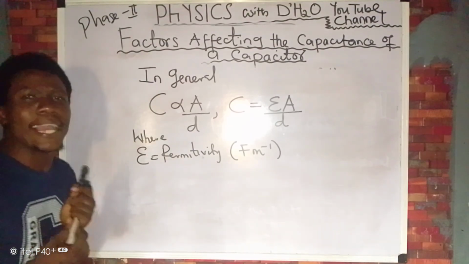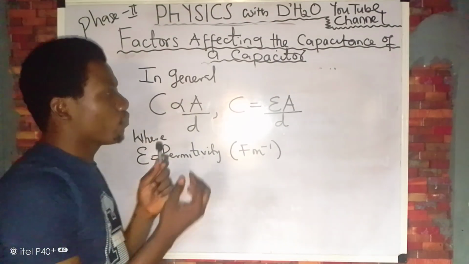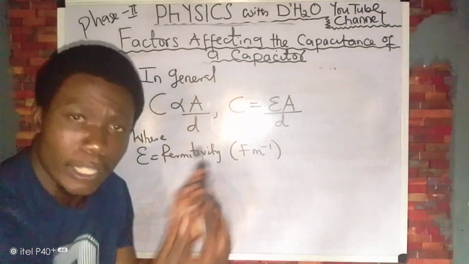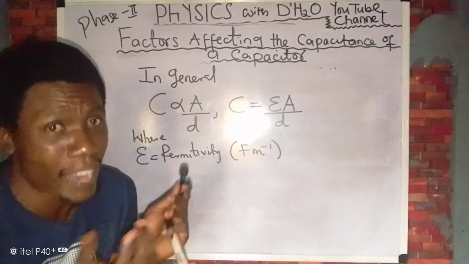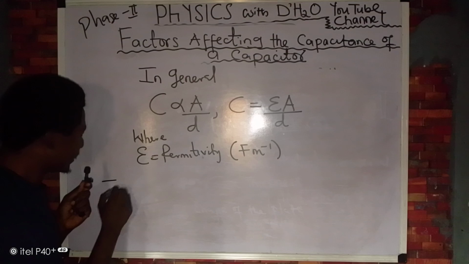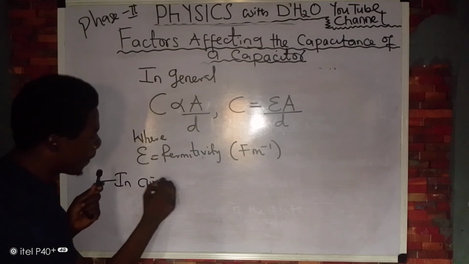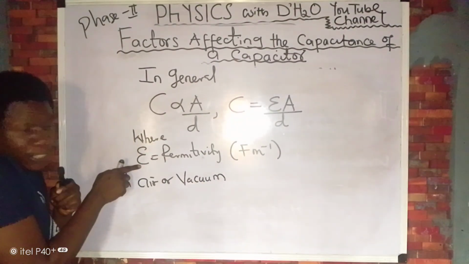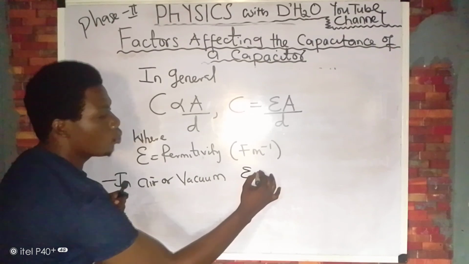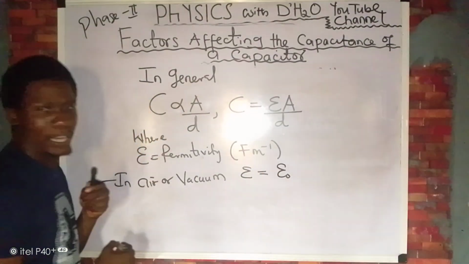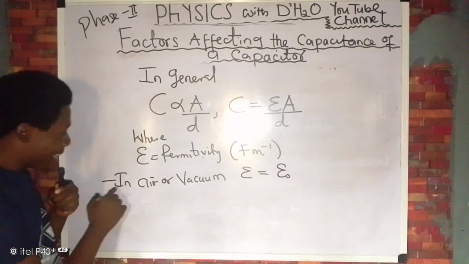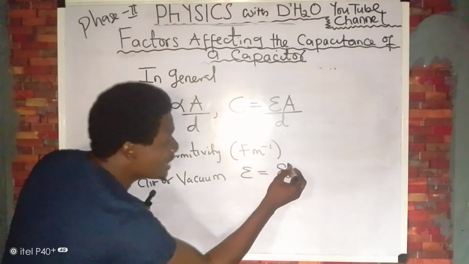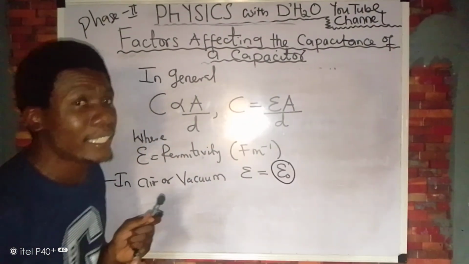Now listen, just like I told you, we have what we call the dielectric material. If the dielectric material, the insulator that insulates both plates, is air or vacuum, then this permittivity that you are seeing here, which is epsilon, will be equal to epsilon naught. Take note of that. If it is air that separates these plates, that's when you see this symbol. So whenever you see this symbol, know that it has to do with air.